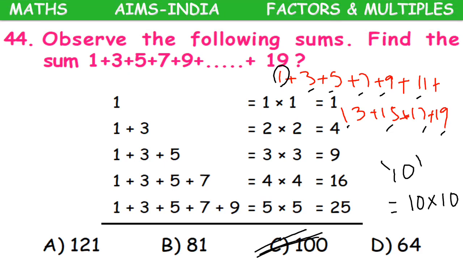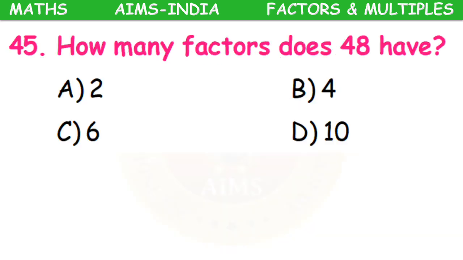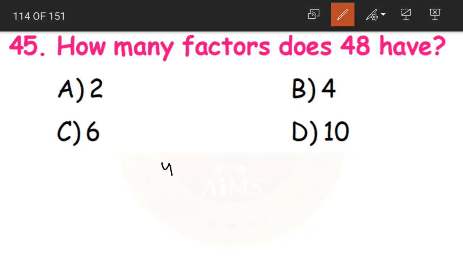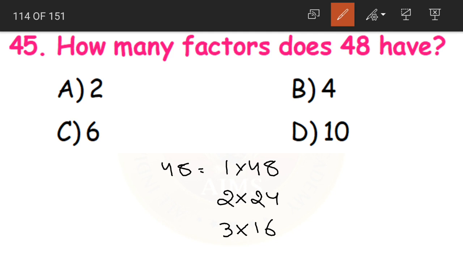Observe the pattern and then answer the given question. Next question. How many factors does 48 have? See, 48 can be written as 1 48s are 48, and then it goes in 2 table as 2 24s are 48, and then in 3 table we have 3 16s are 48, in 4 table we have 4 12s are 48. It does not go in 5 table, then we have 6 8s are 48. Yes, children. That's it, this is the last one.